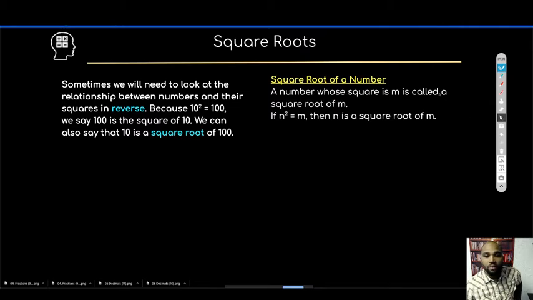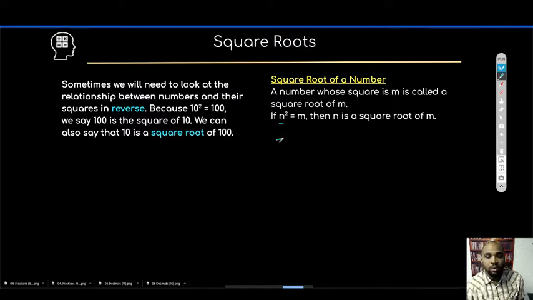So if I were to write this out using that same formula, a number whose square is m is called the square root. So we'll say, in this case, if n squared is m, then n is a square root of m. So whatever this number is here is just called the square root.